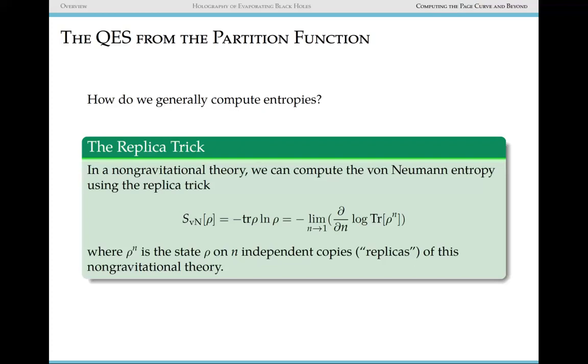If there's another way of rewriting this replica trick or modifying it a bit so that it still gives the von Neumann entropy, I don't know. I guess it does, but in order to resolve this problem, it would still have to explain why this is wrong.